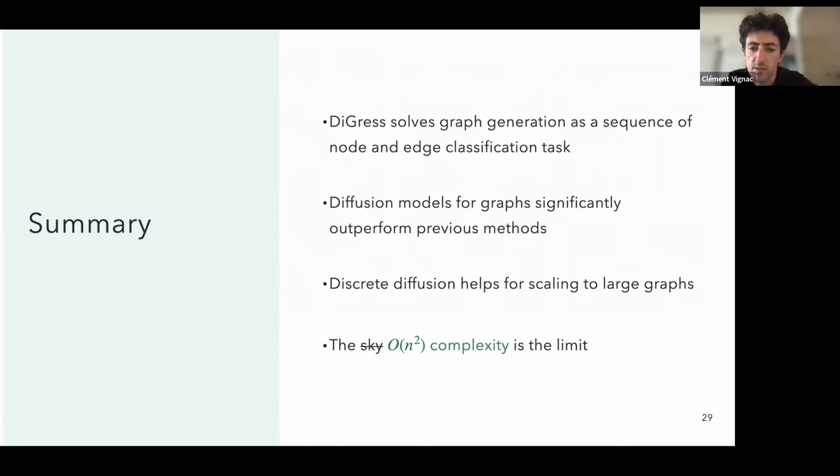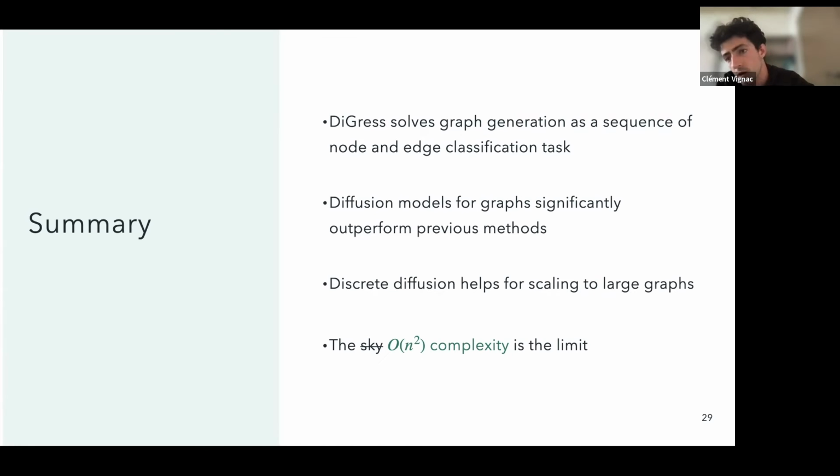So let's summarize this. We do unconditional generation, and DiGress solves it by solving a sequence of classification tasks on every node and every edge. Each task individually is something relatively simple conceptually, and we solve a sequence of them to do generation. In general, you've seen the results of GDSS. They were already much better than previous results. So diffusion models for graphs really work well. But discrete diffusion helps scaling even better and training faster. So it's really a useful framework when you want to train on discrete data.